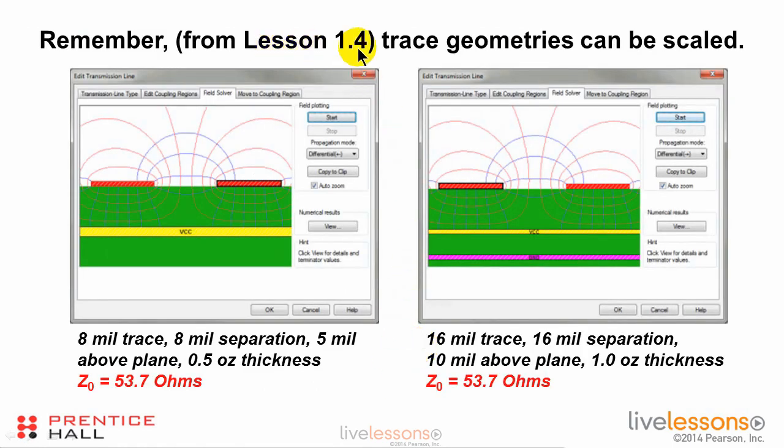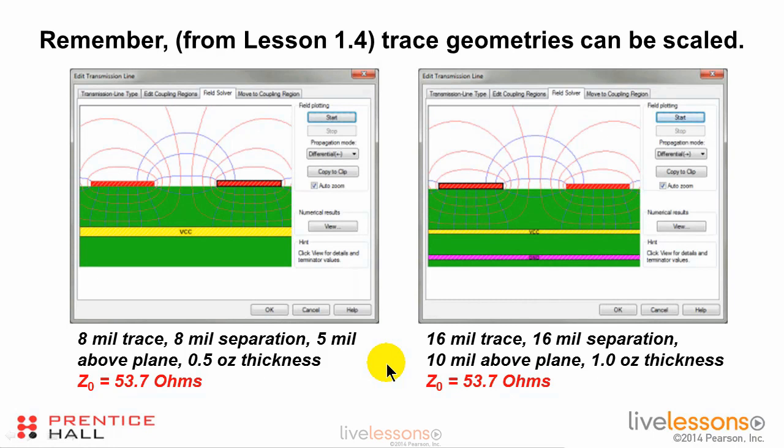Now, remember from lesson 1.4 that trace geometries can be scaled. So we had this figure that showed what the electromagnetic field was around a pair of traces, 8 mil traces, 8 mil separation, 5 mils above the plane, and ½ ounce thickness. And then we just scaled everything up by a factor of 2, 16 mil traces, 16 mil separation, and so on. And the electromagnetic field distribution looked the same, and the impedance looked the same. So one more emphasis that it is the distribution of the electromagnetic field that determines the impedance, more so than the specific dimensions of the trace.